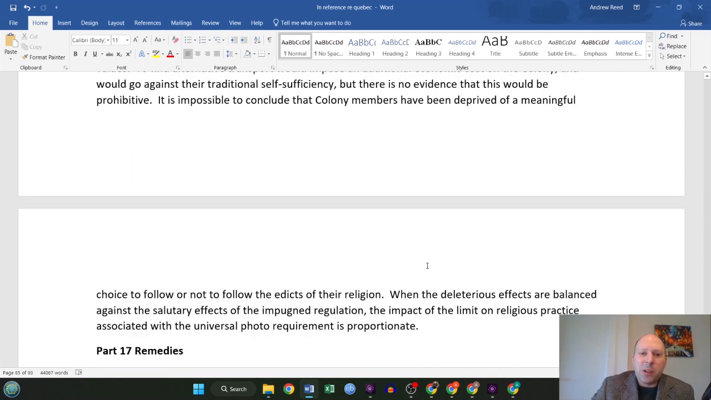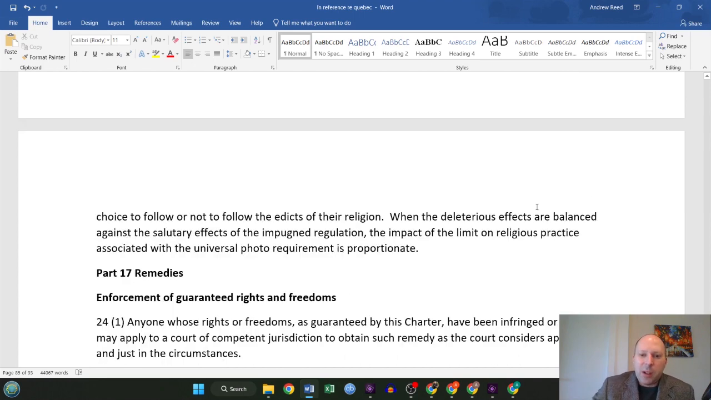It is impossible to conclude that the colony members have been deprived of a meaningful choice to follow or not follow the edicts of their religion. When the deleterious effects are balanced against the salutary effects of the impugned regulation, the impact of the limit on religious practice associated with the universal photo requirement is proportionate. So ends part 16 of this study guide.